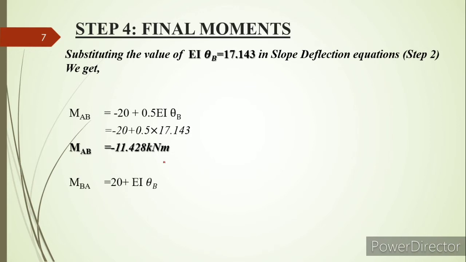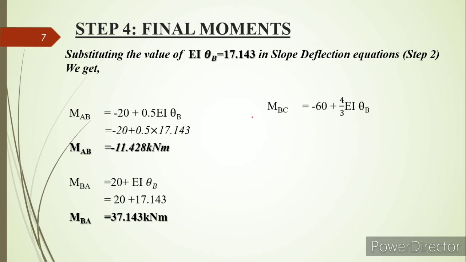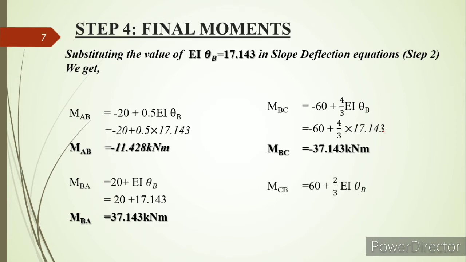Similarly, MBA is equal to 20 plus EI theta B. Then substitute EI theta B, and MBA is equal to 37.143 kilonewton meter. Similarly MBC is equal to minus 60 plus 4 by 3 EI theta B, that is minus 60 plus 4 by 3 into 17.143. So we get MBC equal to minus 37.143 kilonewton meter. Next, the final member MCB. MCB is equal to 60 plus 2 by 3 EI theta B. Substituting EI theta B as 17.143, we get MCB is equal to 71.429 kilonewton meter. So we get all the final moments along the members AB, BA, BC and CB.